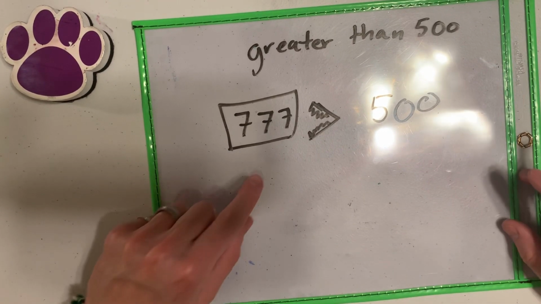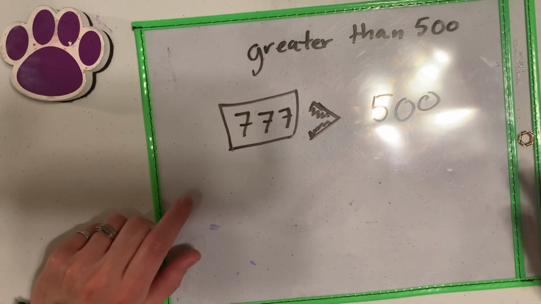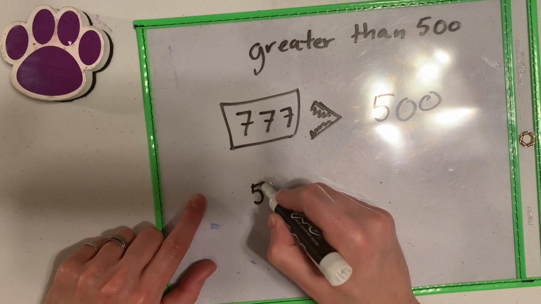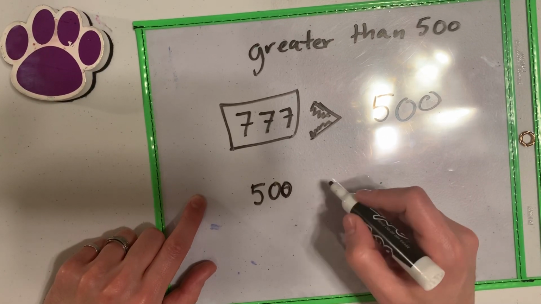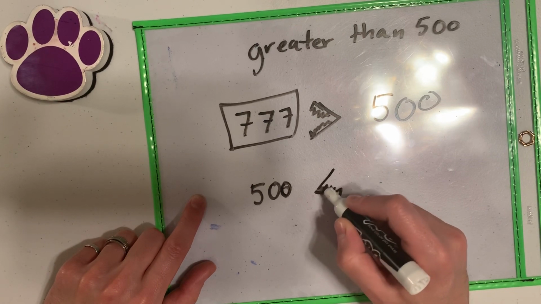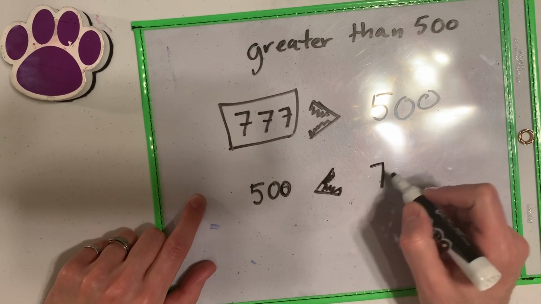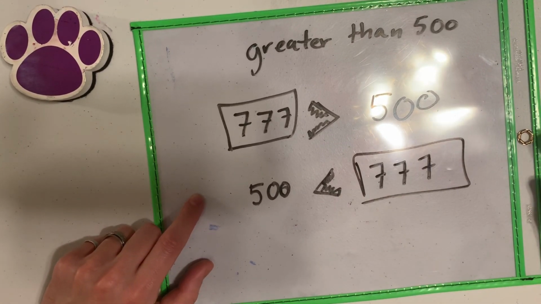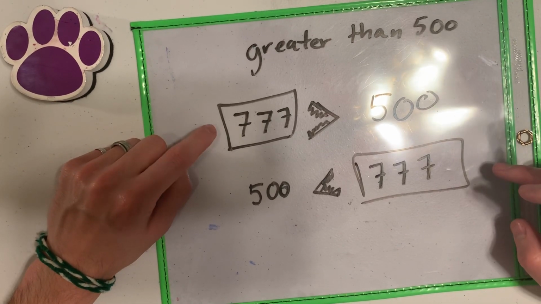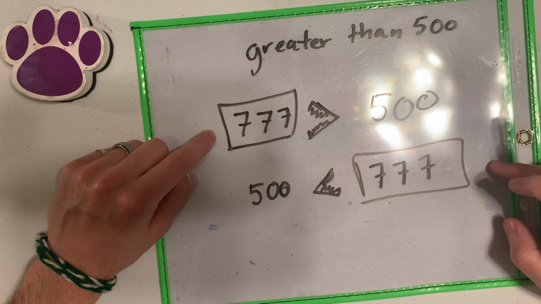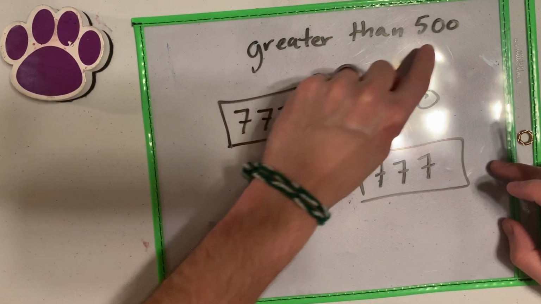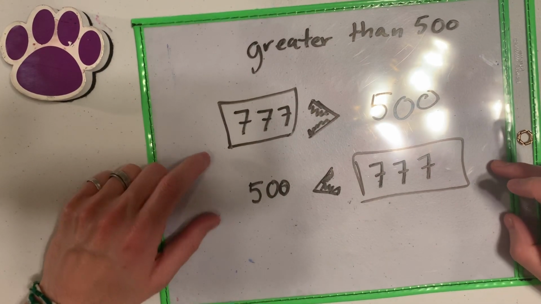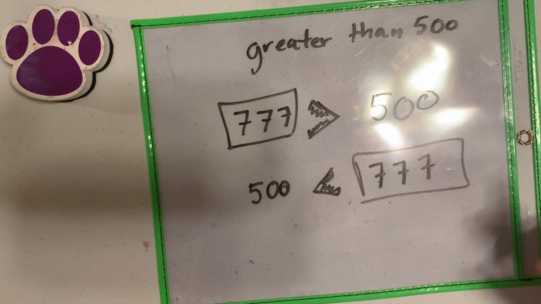There's another way I can show this same information. I can also flip the numbers. I can do it this way: 500 is less than 777. Estas son las dos formas que yo puedo escribir la misma información. Recuerda que estamos buscando un número que es más que 500, greater than 500. This is Mr. Hernandez's number. I want you to create your own number.